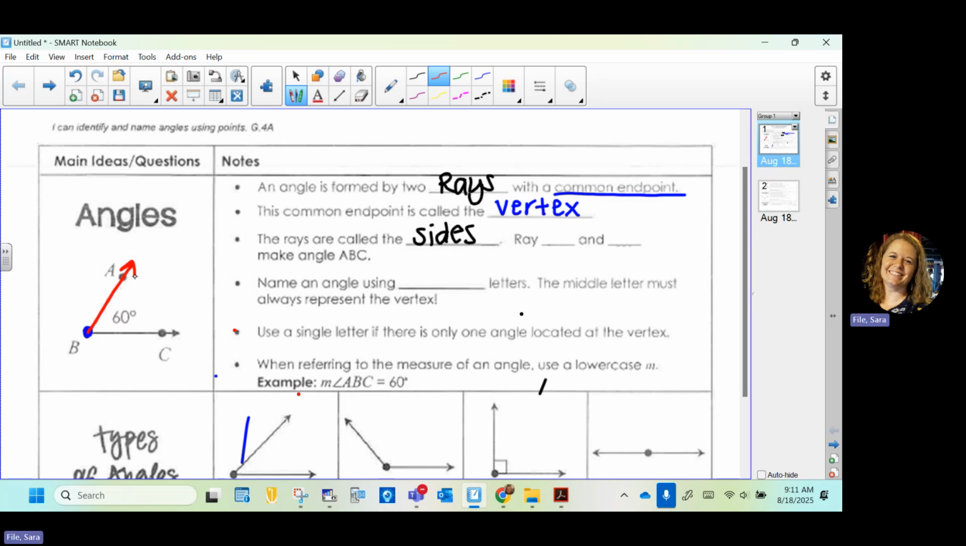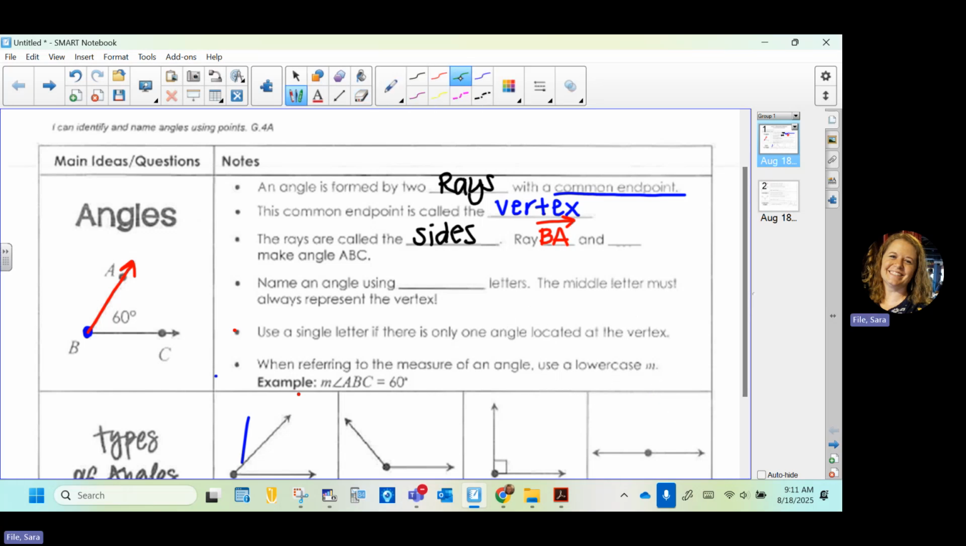Can I name it just ray B? Can I just use the endpoint? No, it has to have two points, just like a line has to have two points. Can't it be AB? If it was a line, the order wouldn't matter. Or if it was a line segment, the order wouldn't matter. But with a ray, it has to start with the endpoint. So this one's going to be BA. That's the only correct way to name that side of the angle. And then remember, the ray symbol always points to the right.